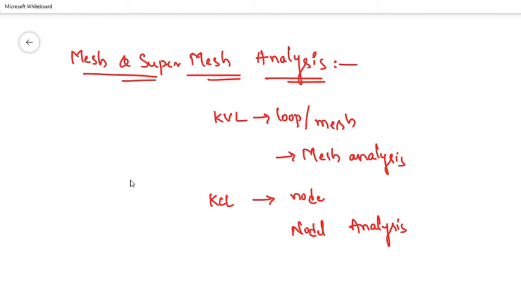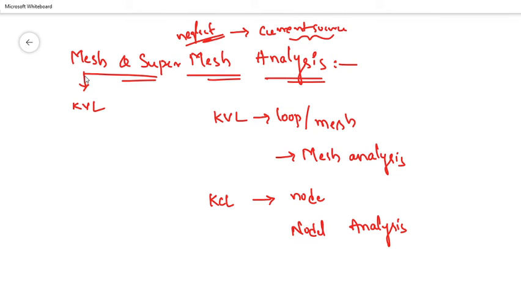So in today's session, I am going to explain mesh analysis, which is related to KVL, and super mesh analysis. How to neglect a particular node or particular mesh when that is considered as a current source. If we have any current source in a particular loop, then how to neglect that current source? We can skip that current source by merging 2 or more meshes or 2 or more loops. So that is called super mesh analysis.